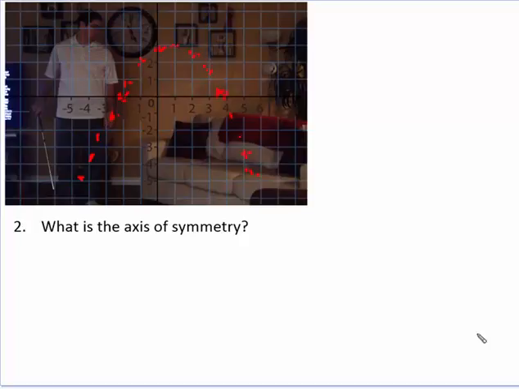Alright, for question number 2, it says, what is the axis of symmetry? Now, we've talked about this a lot in class, but I just want to reiterate. Number 1, the axis of symmetry is what cuts the parabola in half. So, for instance, if I look at this parabola, it would be cut in half.